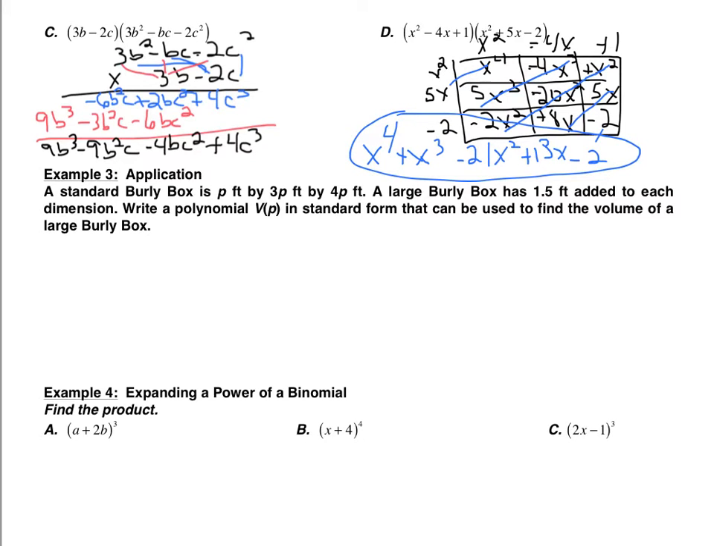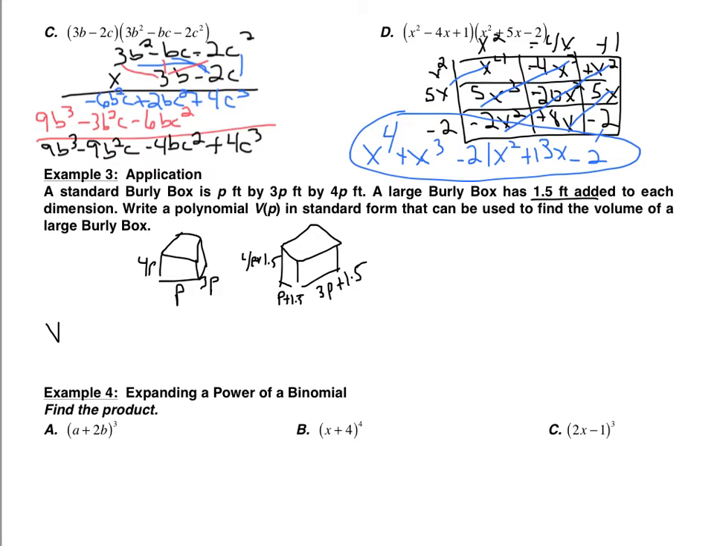In example 3, we start off with a box that is p feet by 3p by 4p. And what we want to make is a box that we have added 1.5 to each side. So that becomes p plus 1.5 and 3p plus 1.5 and then 4p plus 1.5. And then to get volume, we have to multiply them all together.